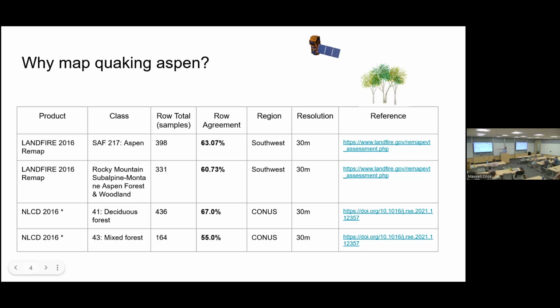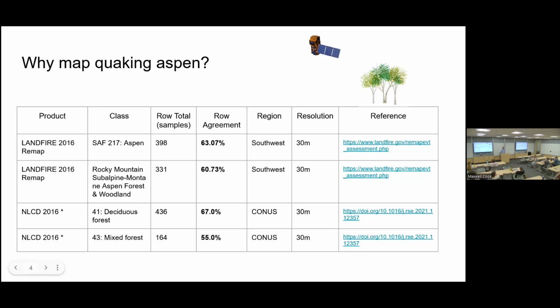NLCD, another major land cover product, also has pretty low accuracy. Now, one thing to note here is that NLCD does not specifically call out aspen forests in their product. So it's deciduous forests or mixed forests. So that includes aspen, but it also includes other forest types. And so to understand and to start building a body of knowledge around how aspen may influence wildfire behavior, we really need to have more accurate maps of aspen cover.